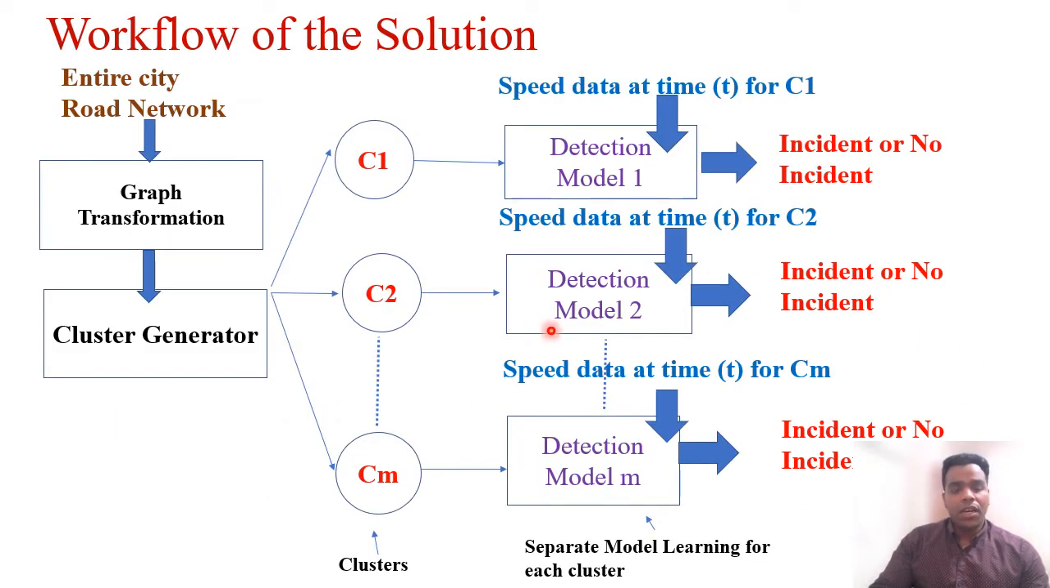This workflow will help us visualize our entire contribution. Here we have a graph network generator that takes the entire city road network as an input and generates the graph network. This graph network is processed by the cluster generator, which applies an approximation to generate the clusters. After generating the clusters, we learn the detection model on a per-cluster basis to detect the incident for that particular cluster. Before learning the detection model, another operation is performed, which is cleaning the data on which the detection model will be learned. This is because we want to reduce the bias in our learned model.